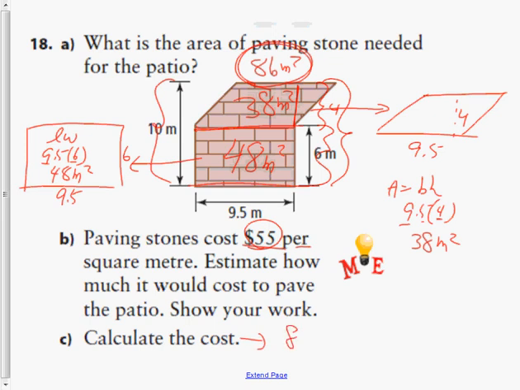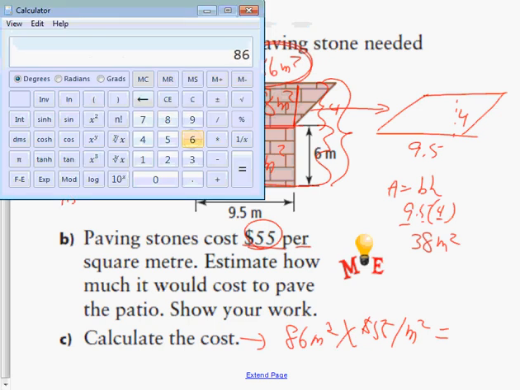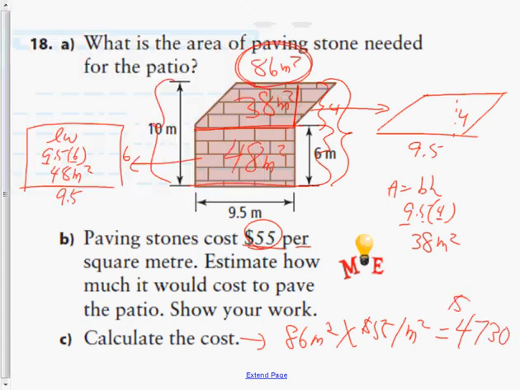So 86 square meters of paving stones multiplied by $55 per square meter will equal, if I take my calculator out again, 86 square meters multiplied by the $55 per square meter, that equals, oh, did I make a mistake somewhere there? Yeah, I guess so. $4,730. I think my estimation was way off. I can't remember what I did, but I think I did something wrong. But anyway, that's the correct answer.